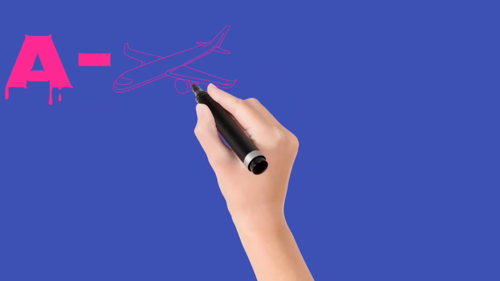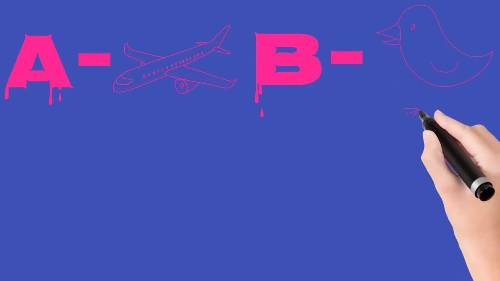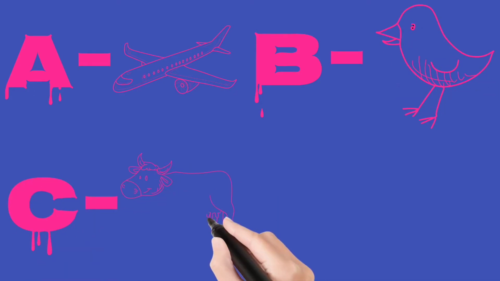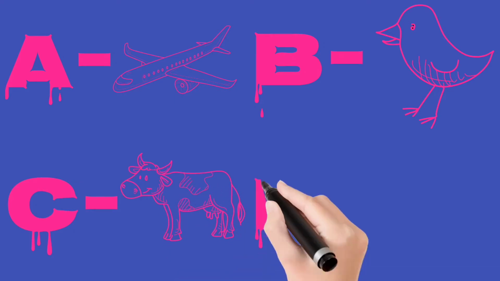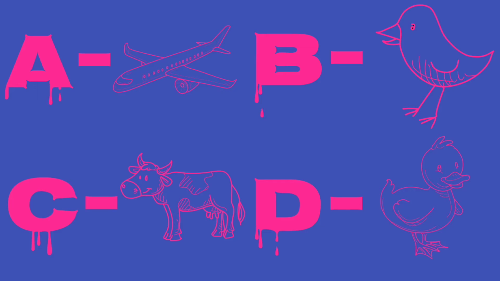A for aeroplane. B for bird. C for cow. D for duck.